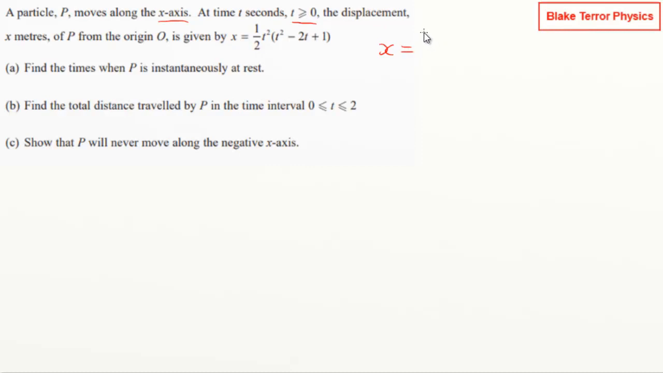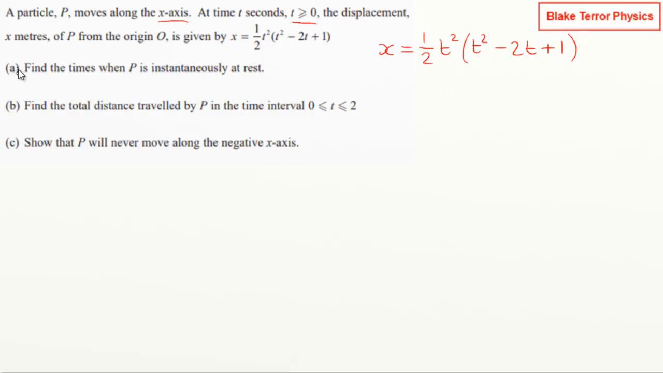X, the displacement, is a half of t squared multiplied by t squared minus 2t plus 1. Right, so this is variable acceleration, because if we had constant acceleration then our displacement function would be a quadratic, but this is a quartic, so it must be variable acceleration.